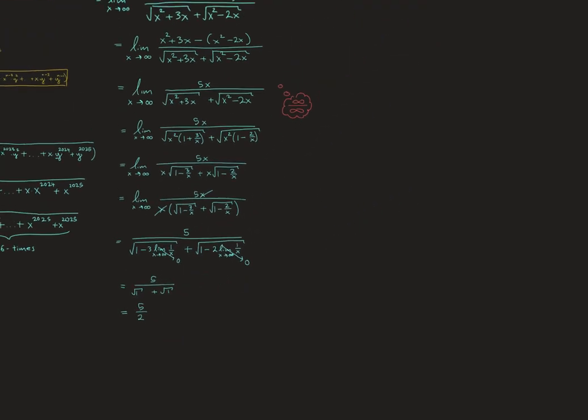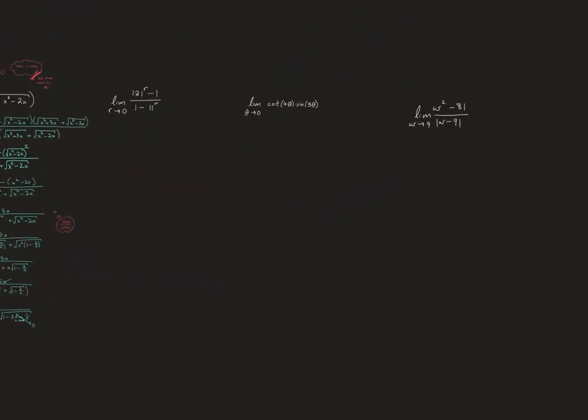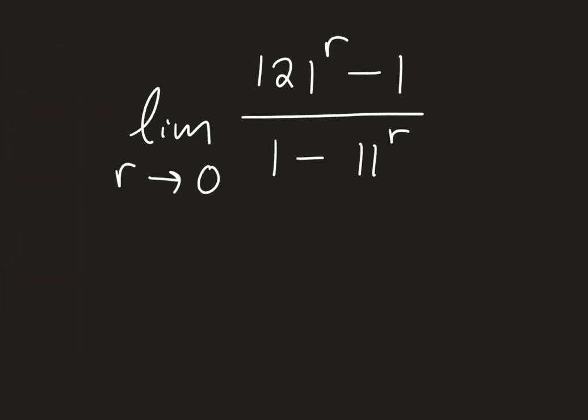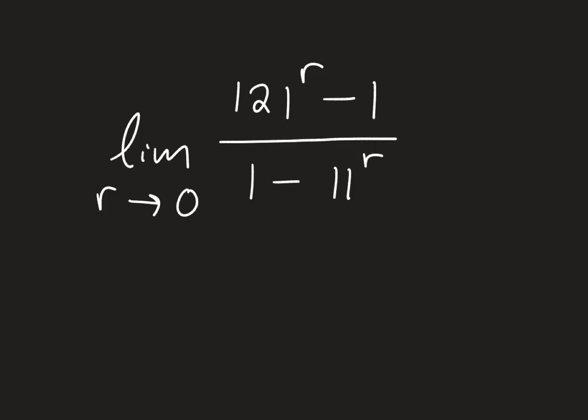All right, let's see how we're doing. How many more we got? 1, 2, 3. All right, I think we're doing all right. Ooh, this one looks interesting. All right, so I got the limit as r approaches 0 of 121^r minus 1 divided by 1 minus 11^r.